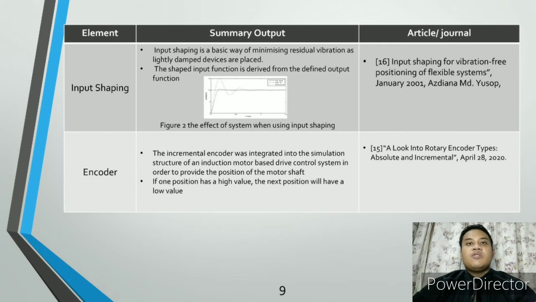And finally is the encoder. The incremental encoder was integrated into the simulation structure of an induction motor based drive control system in order to provide the position of the motor shaft. If one position has a high value, the next position will have a low value. This encoder research paper I get from a look into rotary encoder types, which is absolute and incremental.